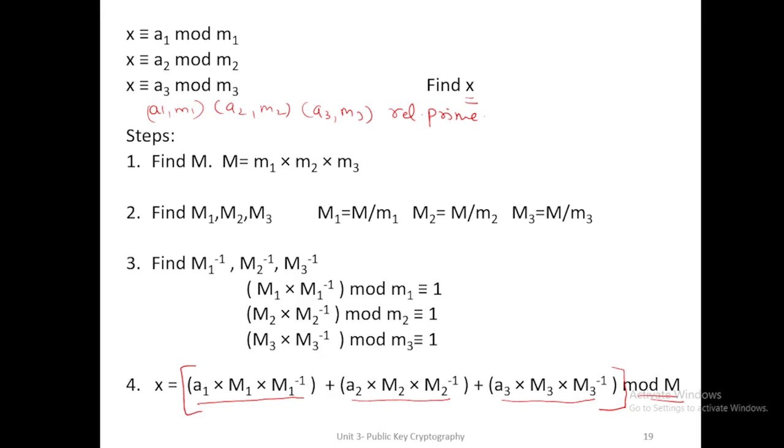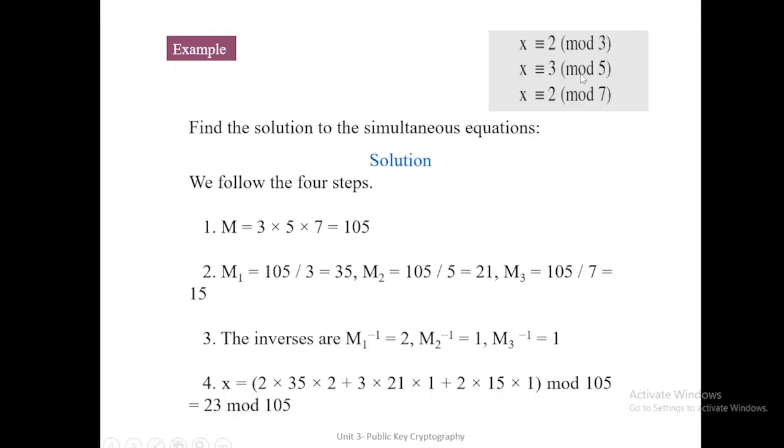Let us take an example for this theorem. Find the solution for the given equations. The equations are x equivalent to 2 mod 3, x equivalent to 3 mod 5 and x equivalent to 2 mod 7. Before applying CRT, first you write the values. So A1 is 2, A2 is 3 and A3 is 2. So this is the left side portion of mod. M1 is 3, M2 is 5, M3 is 7. So these values are at the right side of mod.